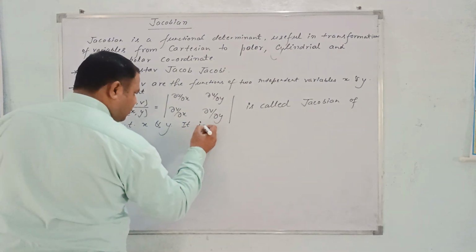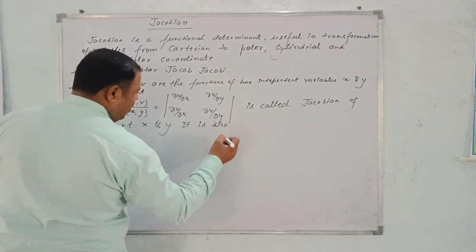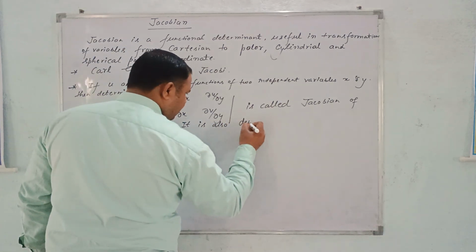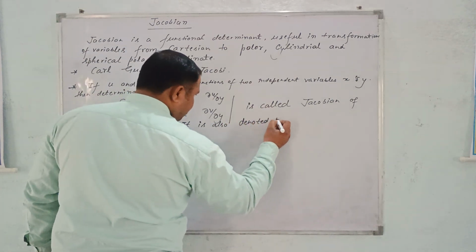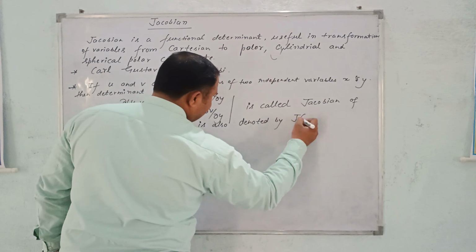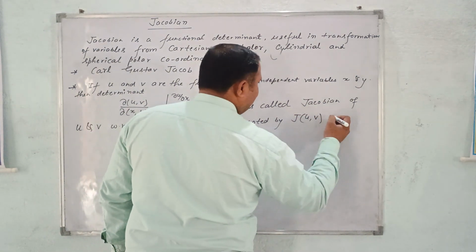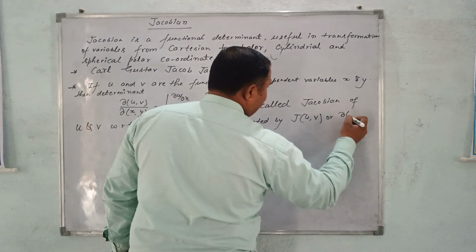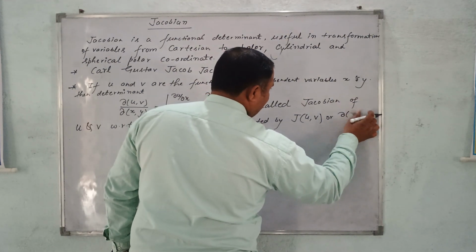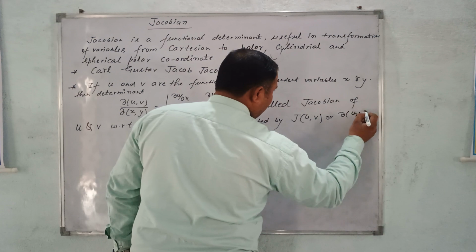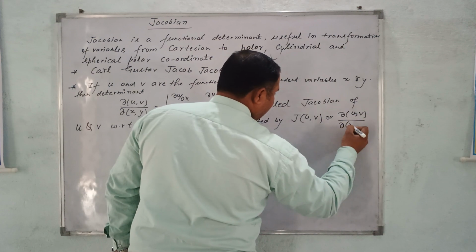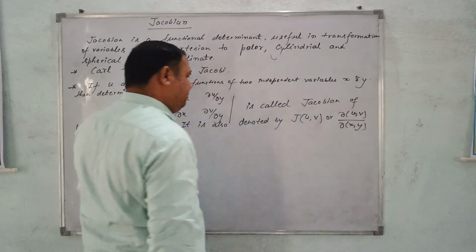It is also denoted by Jacobian of u and v, or del u comma v divided by del x y.